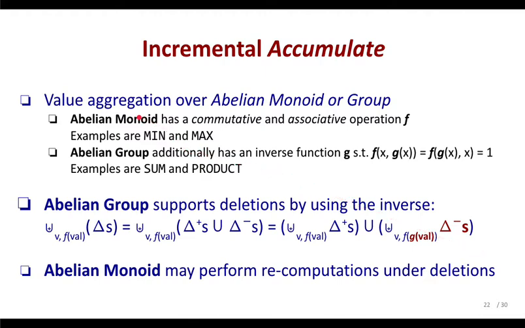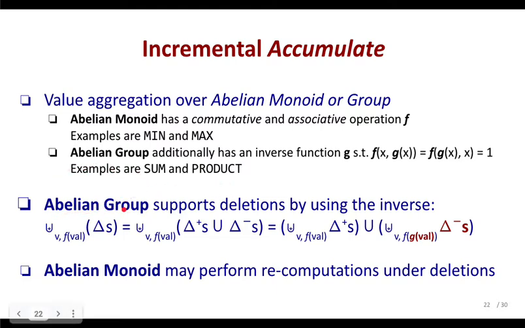Another important part for incrementalization is to support the accumulators, that is, value aggregation. We support incremental value aggregation over abelian monoid or group. Abelian monoid has a commutative and associative operation f, and examples are min and max. An abelian group additionally has an inverse function, and examples are sum and product.